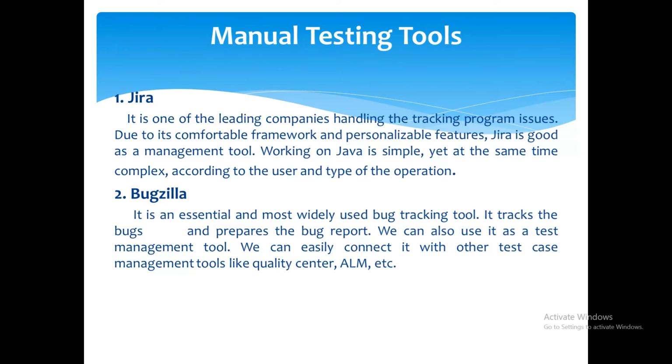Other tools also exist, but mostly companies use only JIRA and Bugzilla. The first one is JIRA. It is one of the leading tools for tracking program issues due to its comfortable framework and personalizable features. JIRA is good as a management tool. Working with Java is simple yet, at the same time, complex according to the user and type of operation.